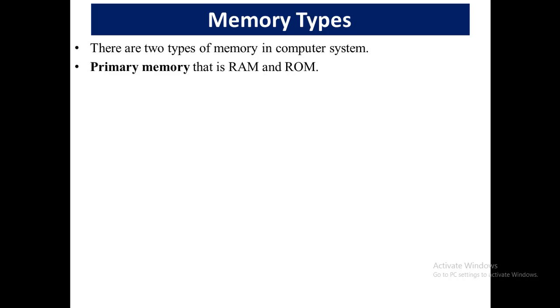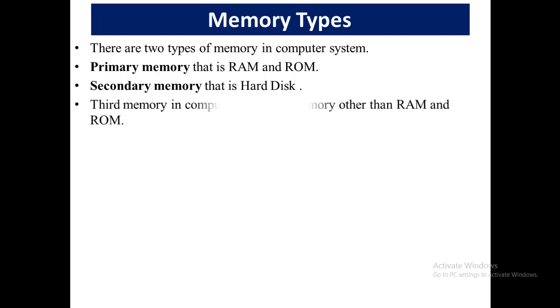Another type of memory is secondary memory, that is the hard disk. When we open any application, any program, it's first opened in the hard disk, and from the hard disk it moves to RAM. These are the main memories. But other than that, there is another memory, the third memory, and it is known as virtual memory.